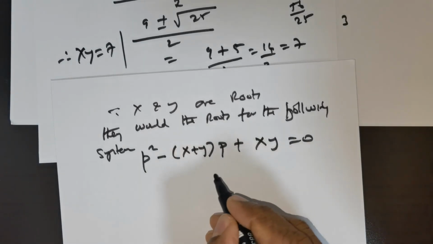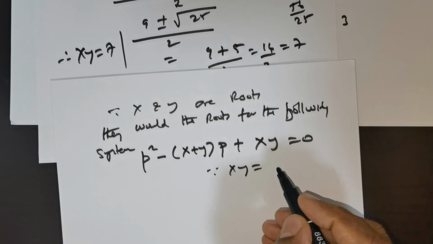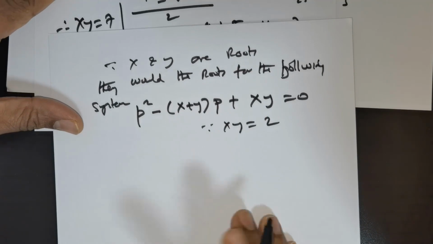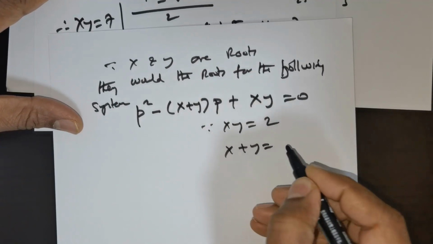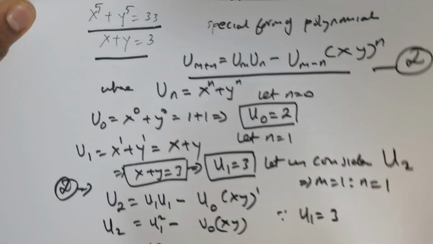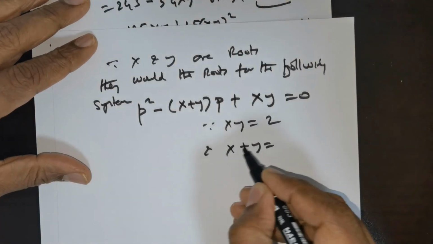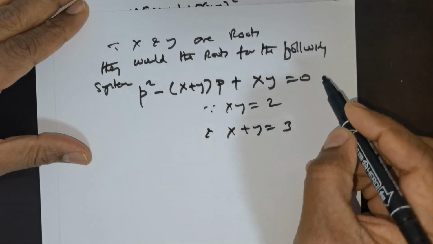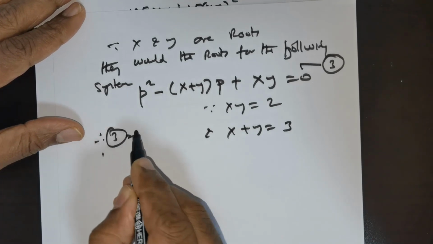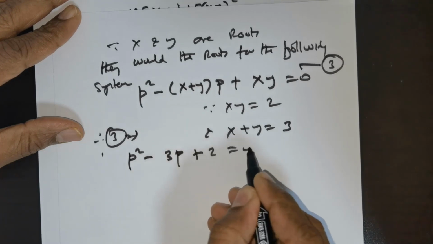Now having got this, since xy is either 7 or 2, let me take xy to be equal to 2, the smaller value first, and we have x plus y. What is x plus y? It's given in the question, right? So let me show that to you. x plus y is 3. So utilize that fact. And x plus y is equal to 3. So therefore equation 3, you can take any name, is going to be p squared minus 3 times p plus 2 is equal to 0.